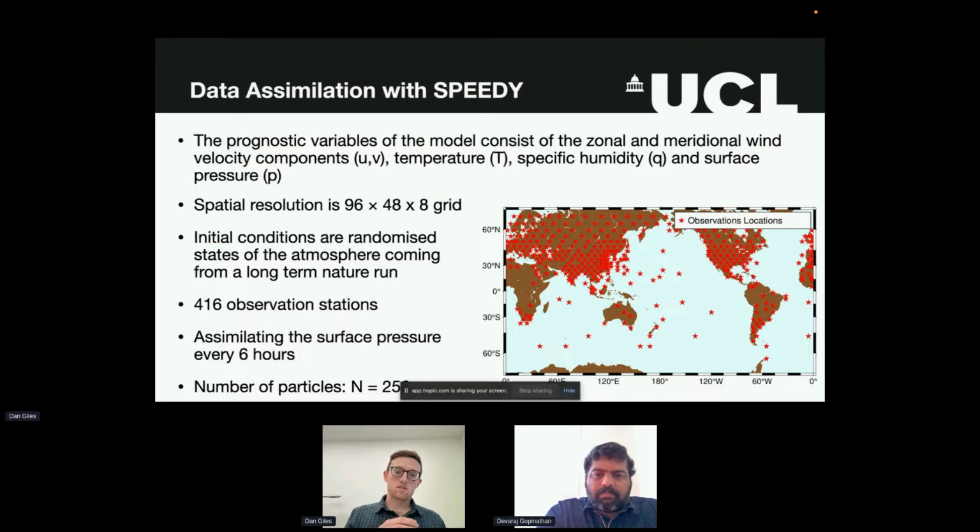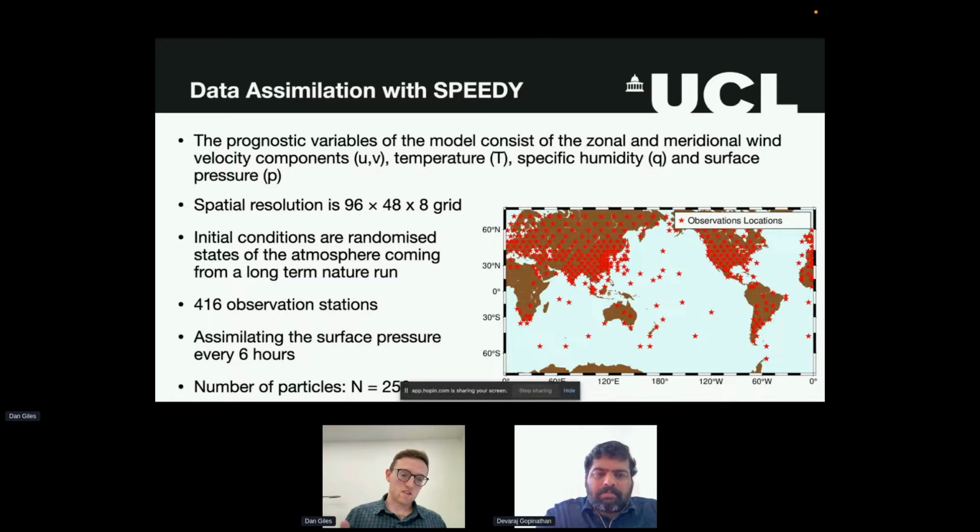The initial conditions for the particles, which we're going to use in the data assimilation experiment, come from randomized states of the atmosphere. So our prior in this case is just randomized atmospheric states instead of an atmosphere at 0, which is what we used in the Tsunami case. We have 416 observation stations, denoted here on the map on the bottom right as the red stars. The locations of these stations mimic where weather balloons or radiosonde data is actually obtained, so there's a greater concentration of stations on land than over the ocean.